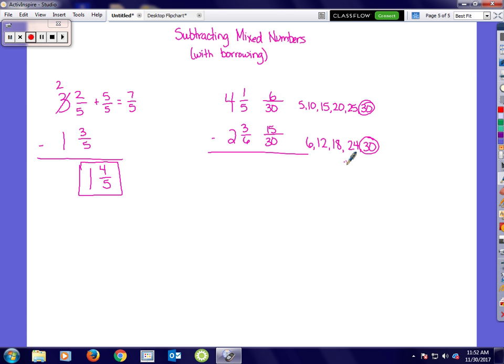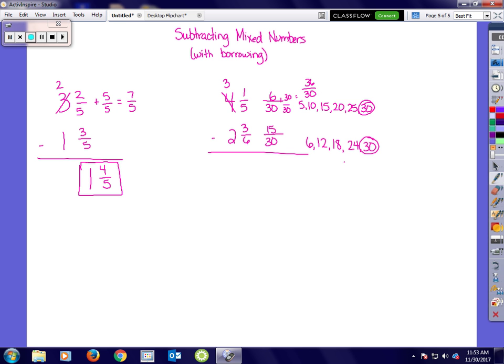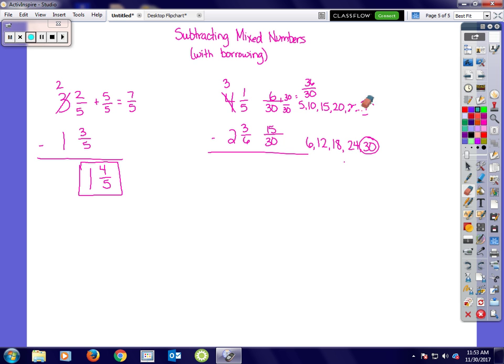Well, I know I can't subtract 6/30ths from 15/30ths, so I have to borrow. Now I'm going to do the same thing that I did over here, because now I have common denominators. So now it's kind of the same problem. I'm going to borrow 1 from the 4, so I'm going to make this a 3. I know 30/30ths is the same as 1, so I'm going to add 30/30ths and I get 36/30ths. I can get rid of this so it makes it easier.